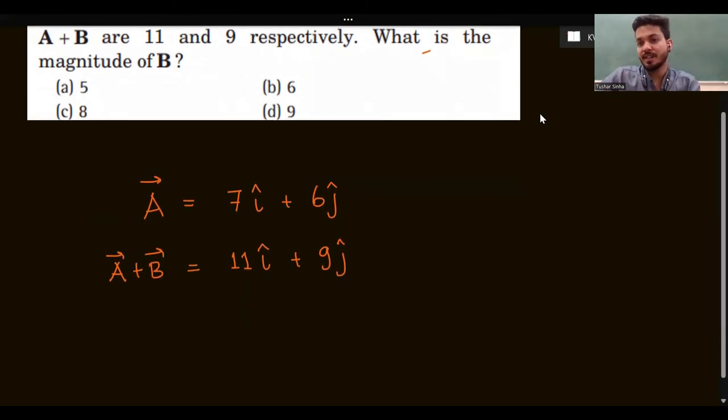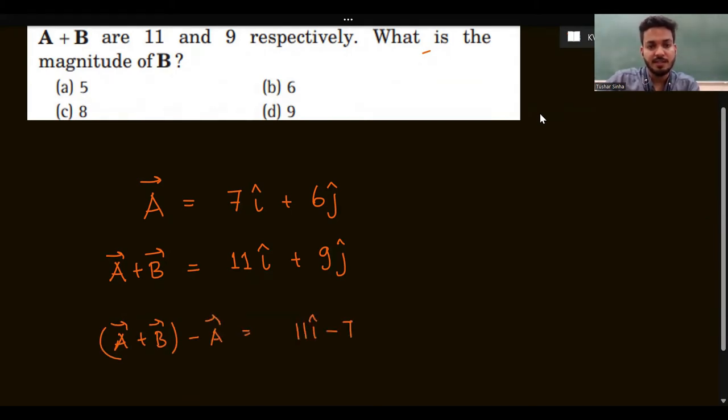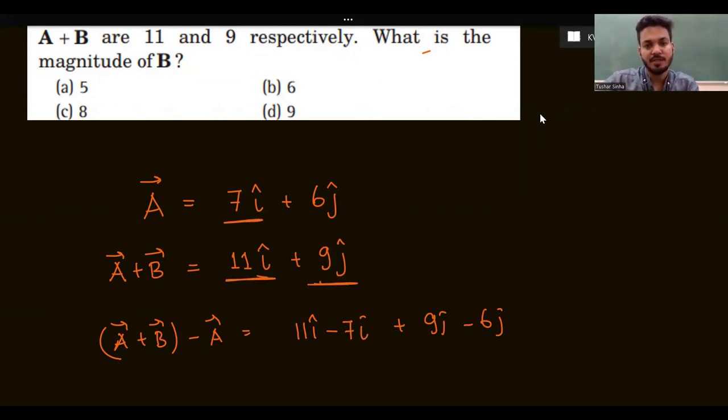So what do I need to do? I just need to simply subtract a vector from a plus b vector. So if I do a plus b minus a, I'm just subtracting these two: 11i minus 7i, plus 9j minus 6j. So what did I do? I subtracted the i from the i, and the j from the j. So from here, 11 minus 7 is 4i cap, 9 minus 6 is 3j cap.